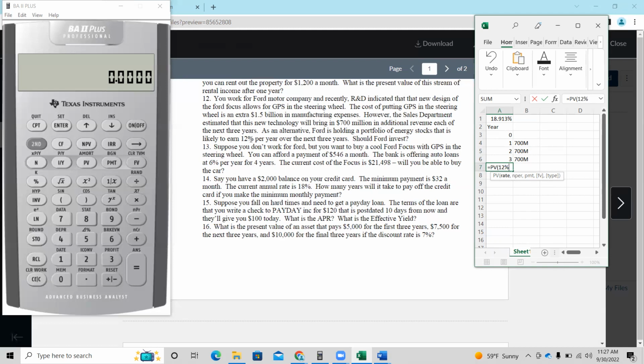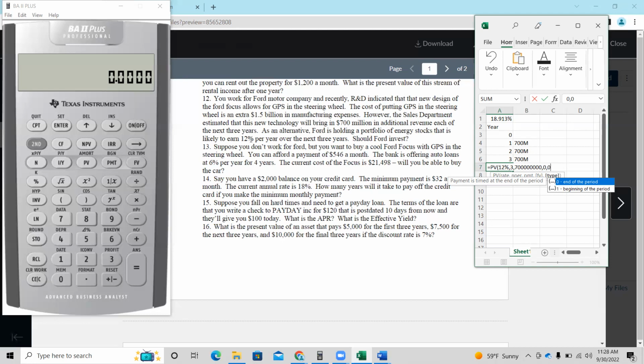So I'm going to put that in as my discount rate when I calculate the present value of these future cash flows. Again, the number of periods is 3 years. The payment is 700 million. The future value is 0, and I'm compounding at the end of the period. I'll let that sit for a second. Again, what I'm doing here is calculating the present value with a discount rate of 12% because that 12% is the lowest rate that I can accept.